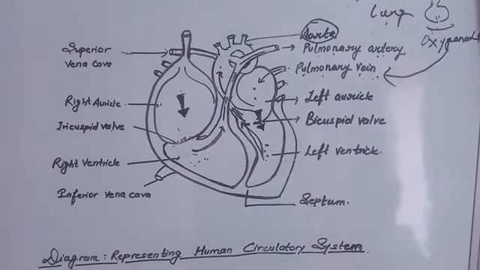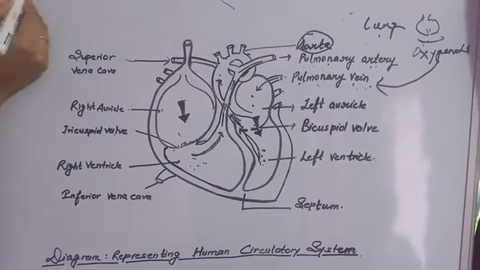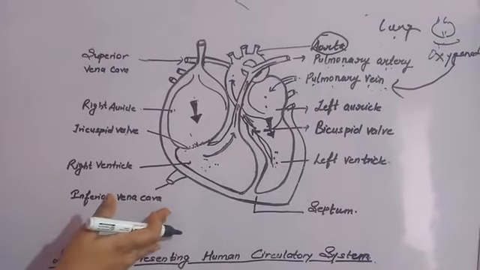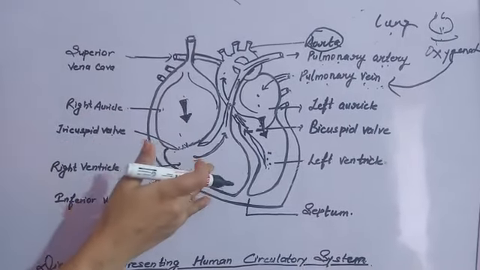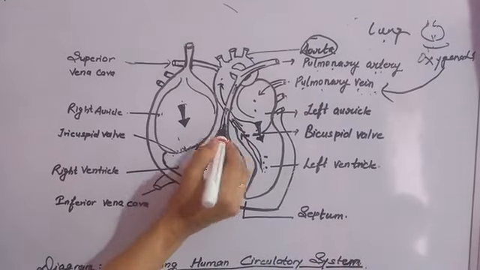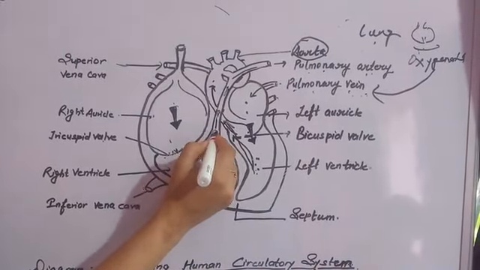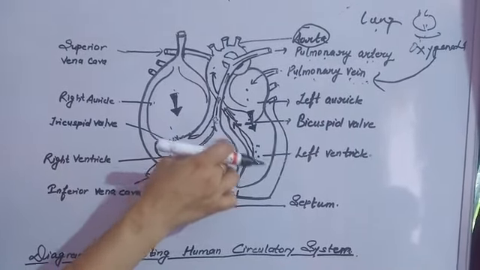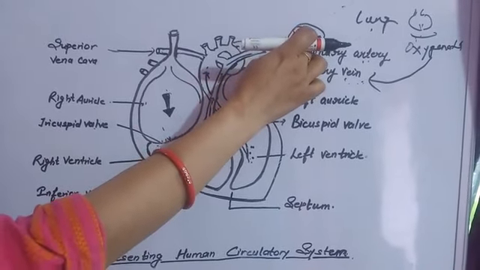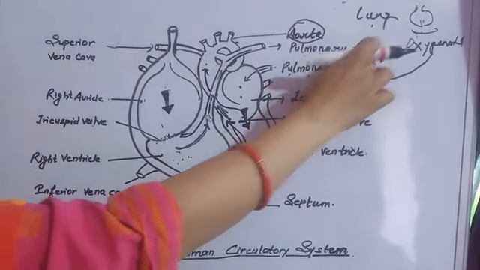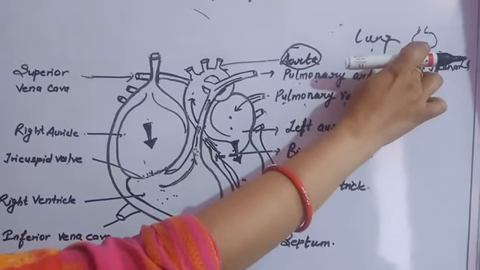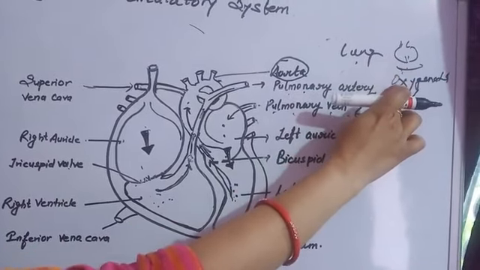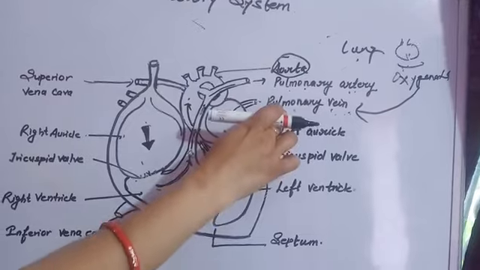It's very simple. I'm taking this class for class 10th. Deoxygenated blood enters through the superior vena cava and inferior vena cava into the right auricle, then into the right ventricle. Here also a valve is present, and it opens in the upper direction. When the pressure is generated by the electrical impulses, the deoxygenated blood enters into the pulmonary artery. Through the pulmonary artery, it enters into the lung. In the lung, gas exchange takes place and the blood gets oxygenated.